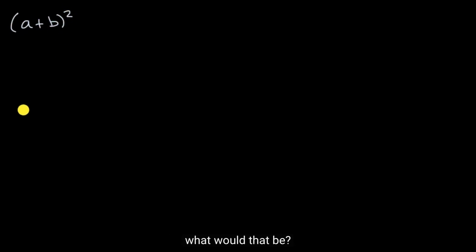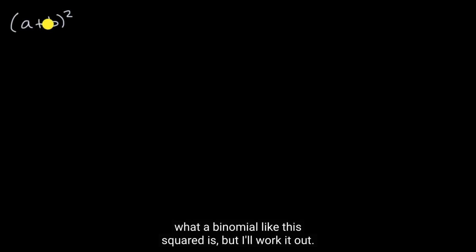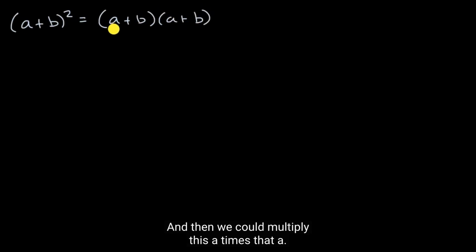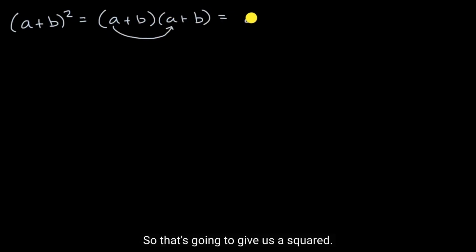If I were to ask you, what is a plus b squared? What would that be? Pause the video and try to figure it out. Well, some of you might immediately know what a binomial like this squared is, but I'll work it out. This is the same thing as a plus b times a plus b. And then we could multiply this a times that a, so that's going to give us a squared.